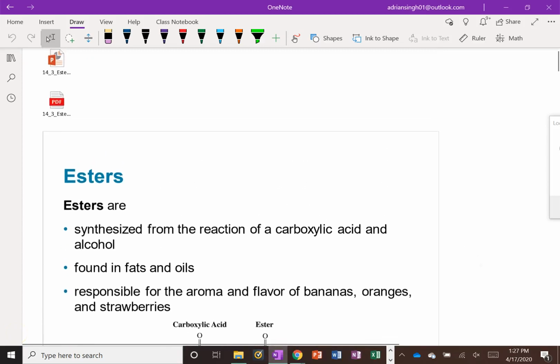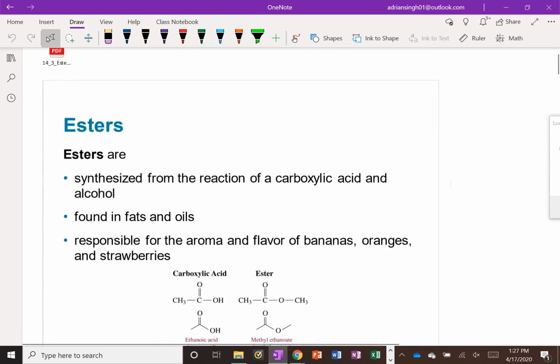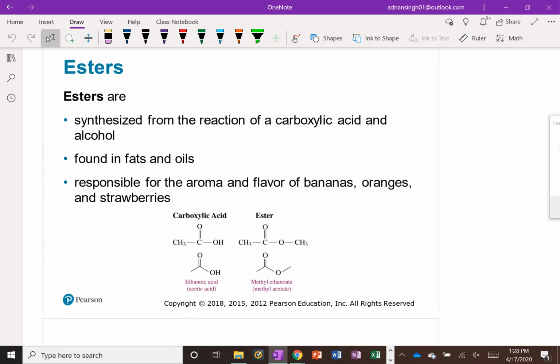One of the more important chemical reactions that your carboxylic acids are going to undergo is in the formation of another class of organic compounds known as esters. So what esters are, they're compounds made from the reaction of a carboxylic acid with an alcohol. All right, so these reactions are known as esterification reactions.